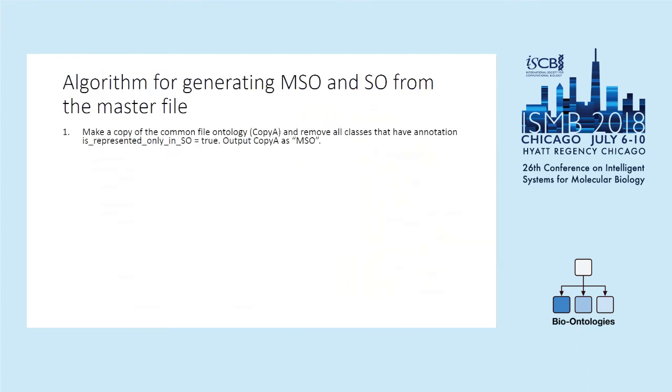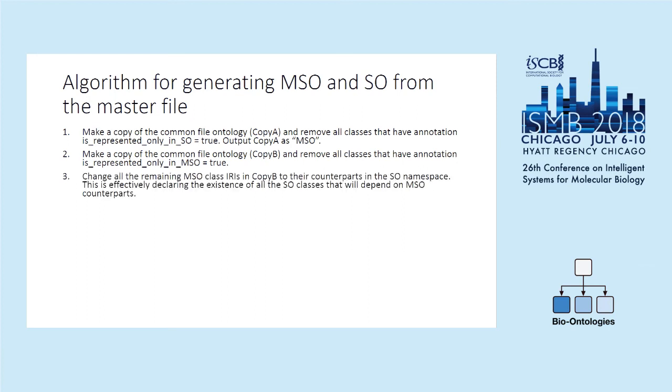So our basic algorithm here, just to be very, very technical, is we import from our master OWL file the ontology object that it has, and we make copies of it because these are all passed by reference and we don't want to be altering the primary ontology object that we import. Make a copy, say copy A, and remove all classes that are represented only in SO. Well, since we based everything on the MSO anyway, we're done here. The MSO is exported, we've got MSO.owl. Okay, next we make another copy, say copy B, and do the opposite. We remove all classes represented only in MSO, and now we're building out the sequence ontology.